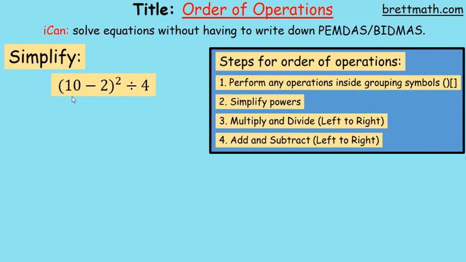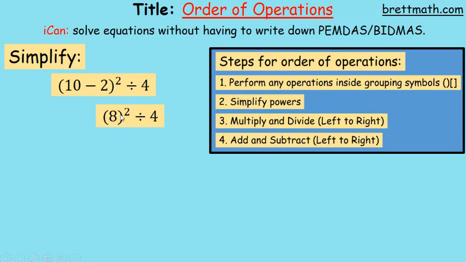And we've been asked to simplify this question here. We've got parentheses or brackets, 10 minus 2, squared, divided by 4. So we can see that we've got some grouping symbols here. We've got some parentheses or brackets if you're from Europe, and we've got to work out whatever's inside here first. So 10 take away 2, it's nice and easy, it's 8, isn't it?